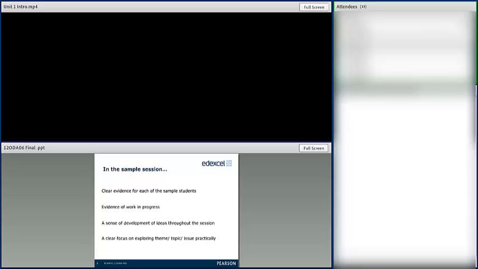Okay, so only a very, very short extract. It's not possible for us to show you longer extracts on an online setting, just in terms of streaming and technical issues. The point about what you're doing in centres to facilitate identification of the sample session, that would be very, very helpful.